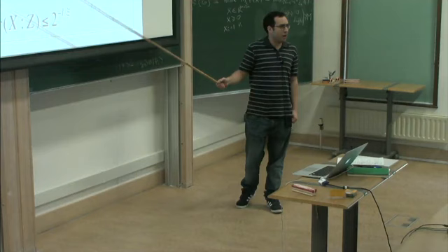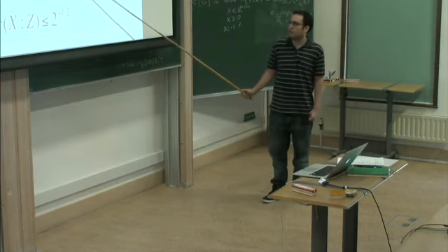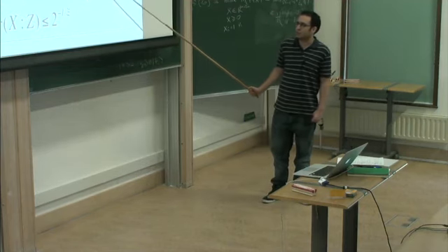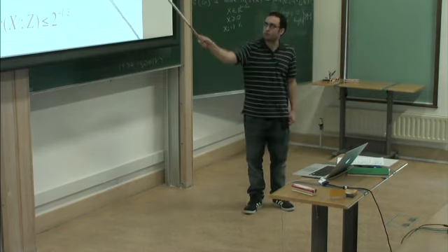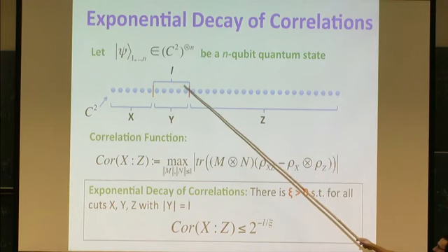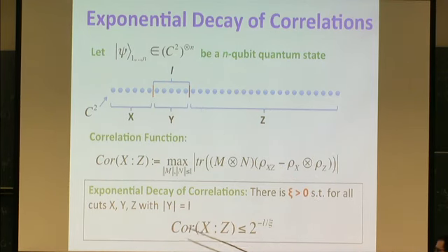And then we say that the correlations decay exponentially if there is some constant xi, the correlation length, such that no matter how we choose these three regions, if y has L sites, the correlations between x and z are exponentially small in L. And how small? In the exponent we have this xi.